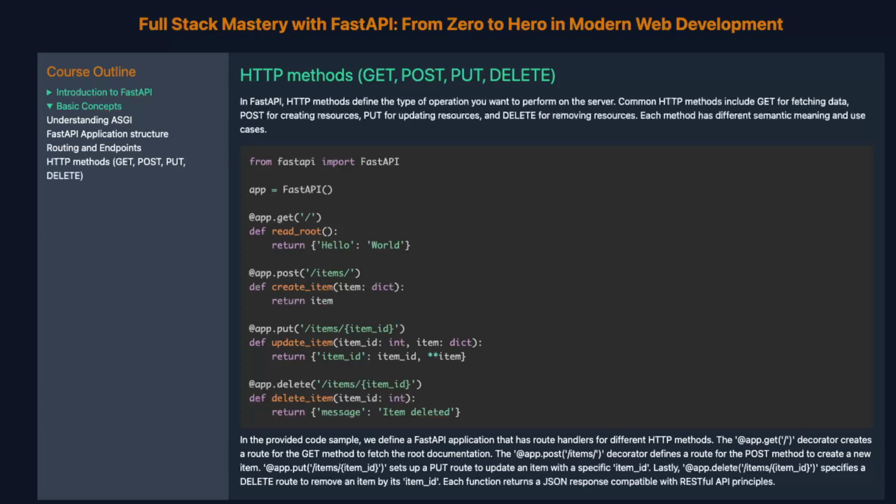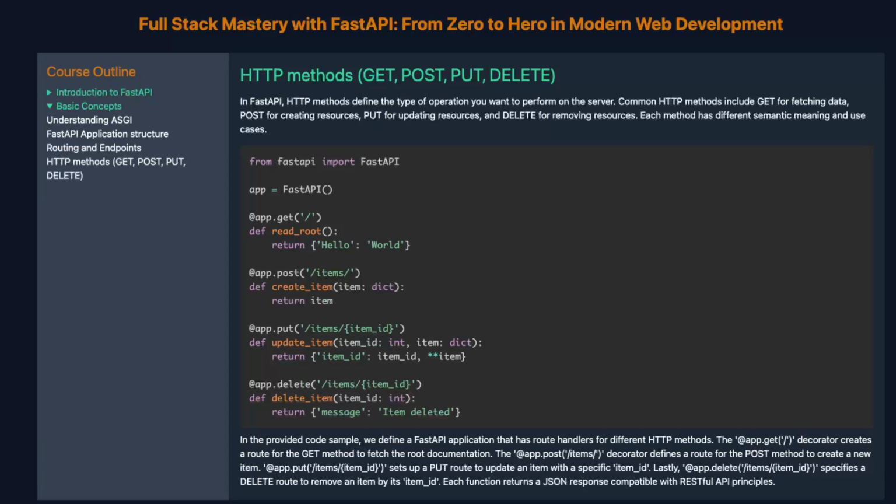In FastAPI, HTTP methods define the type of operation you want to perform on the server. Common HTTP methods include get for fetching data, post for creating resources, put for updating resources, and delete for removing resources. Each method has different semantic meaning and use cases.